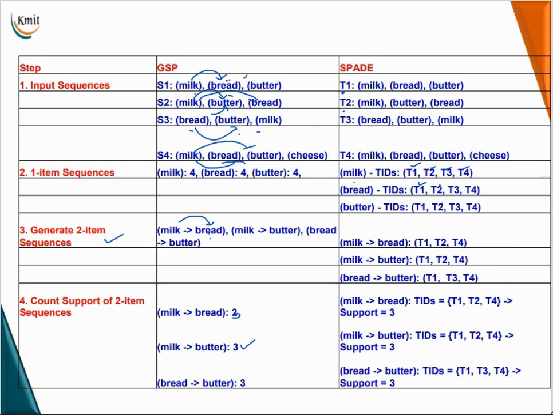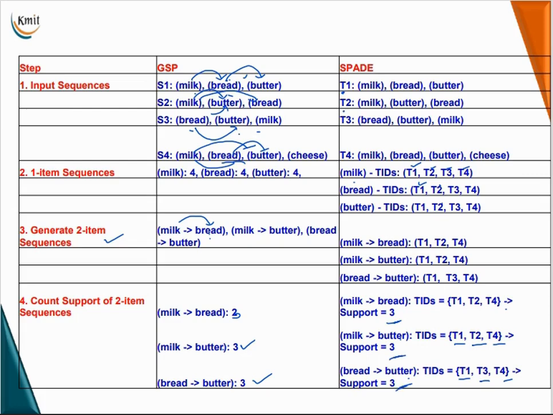In the same way bread and butter, 1, 2, 3. So it also occurs 3 times. In the same way on the SPADE side, milk bread occurs in T1, T2, T4. Milk butter occurs in T1, T2, T4, and bread butter occurs in T1, T3, and T4, and the support is 3, that is it occurs 3 times.